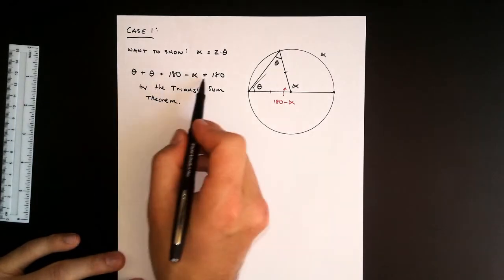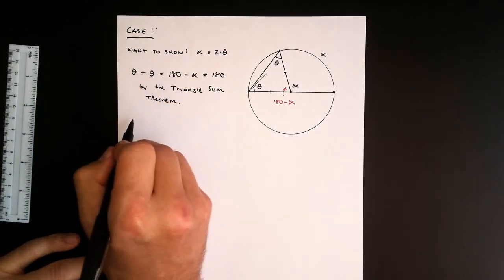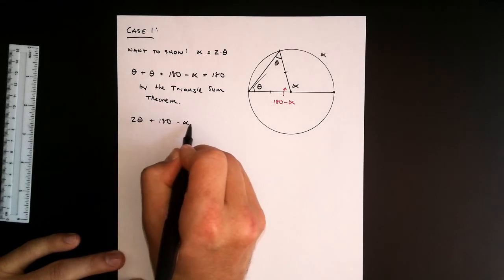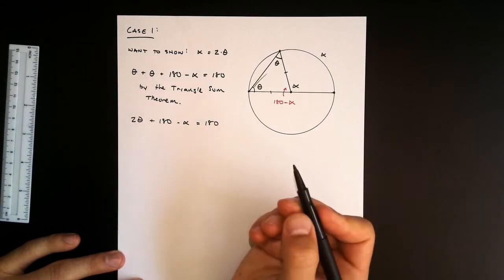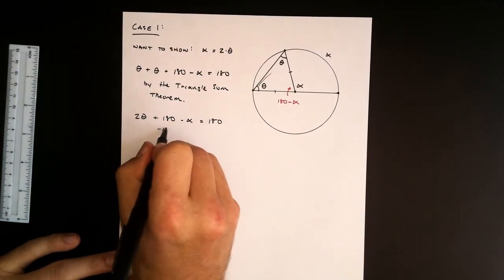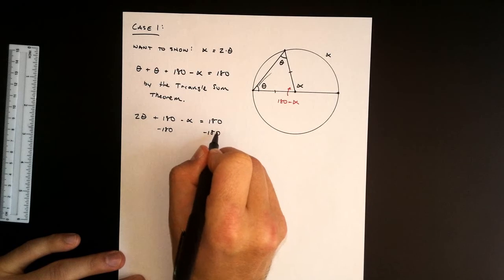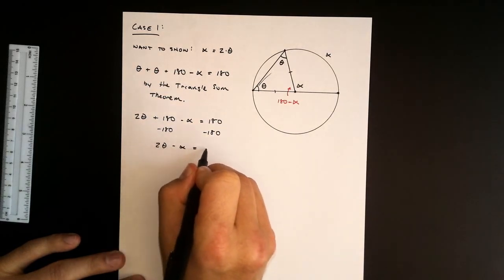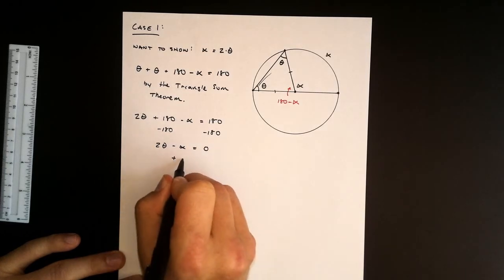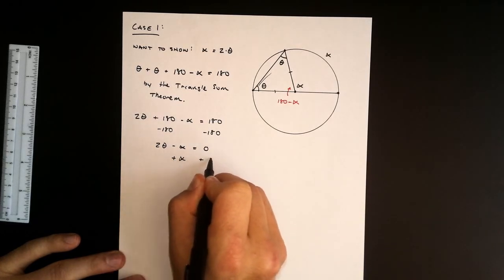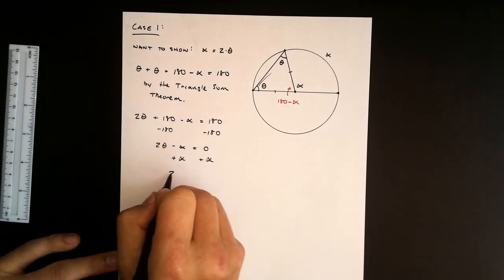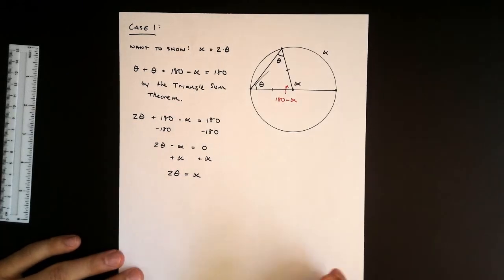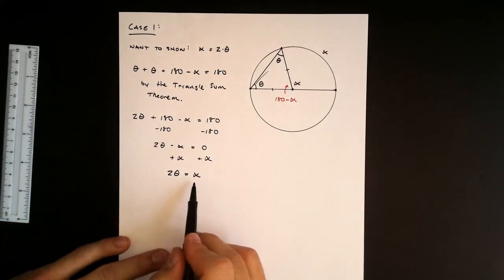So let's take that equation and we'll do a little bit of simplifying. Theta and theta together is 2 theta. Okay. I can subtract 180 from both sides. So that gives me 2 theta minus alpha is equal to 0. And then let's add alpha to the other side. And what we end up with is 2 theta is equal to alpha, which is what we wanted to show.